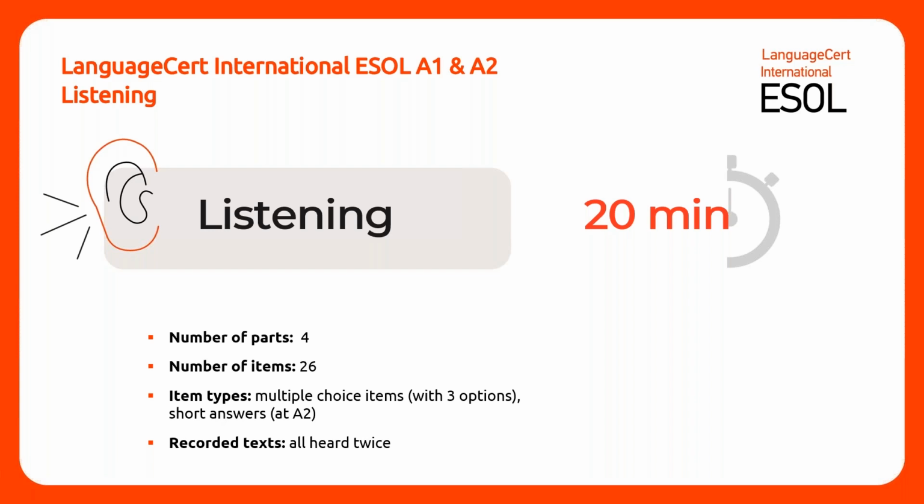The listening component of the LC International ESOL written exam at both A1 and A2 level consists of 4 parts. There are 26 items to answer. In terms of item types, both A1 and A2 level candidates are presented with multiple choice questions, and A2 candidates are also required to provide short answers. The duration of the listening component is approximately 20 minutes, and all recorded texts are heard twice.